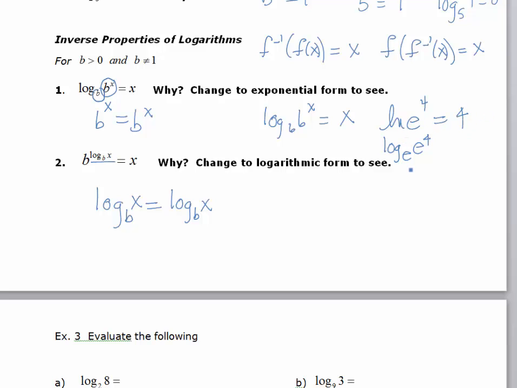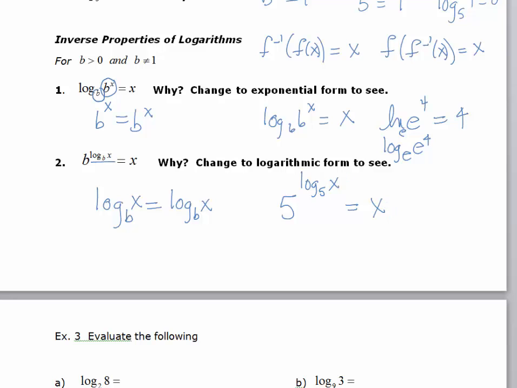What exponent do I put on e, the implied base here, to give me e to the 4th? Over here, an example of this, if I had 5 to the log base 5 of x, when the base of the log and the base of the exponential expression are the same, the answer is that argument.